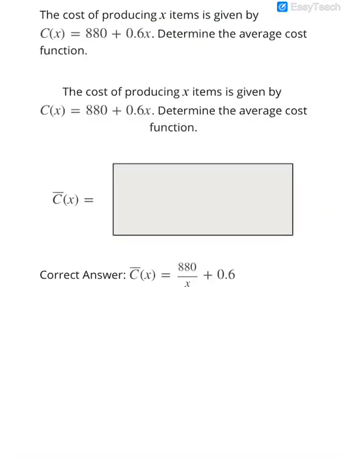On this second equation, again, they're giving us a cost function. This time it's 880 plus 0.6 times x, and they're asking me to determine the average cost. Anytime you average something, you simply take what it costs and divide by the number of items. So if I take this cost function and divide it by my number of items, which is x, and split the fractions apart, you've got 880 divided by x plus, notice that the x's would cancel on this next one, so you would just be left with 0.6. That would be your average cost function.